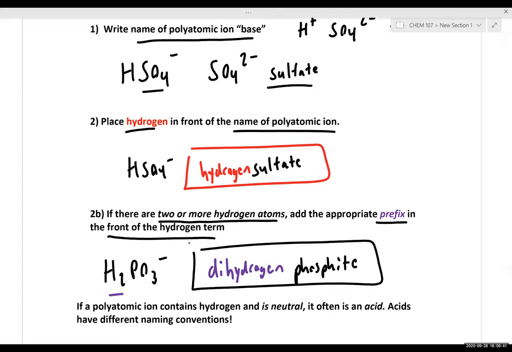Professor, in the chart you gave us for the HSO4, instead of hydrogen sulfate, it says bisulfate. Yes, that's an informal name. You can use the informal name, but the process for writing the name for hydrogen-containing polyatomic ions that I'm showing you here is general and applies to all hydrogen-containing polyatomic ions. So don't worry about saying bisulfate, just learn the hydrogen. That would be a valid name, but it's not quite following IUPAC. It's more of an informal name. Got it, thank you. Perfect.